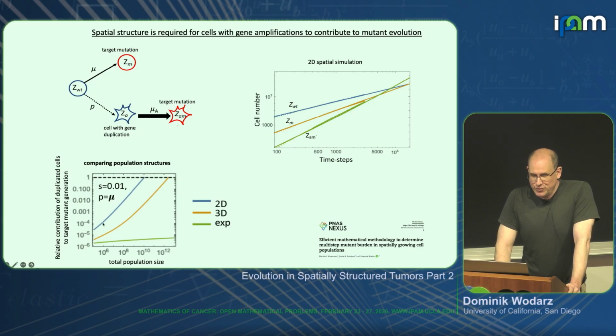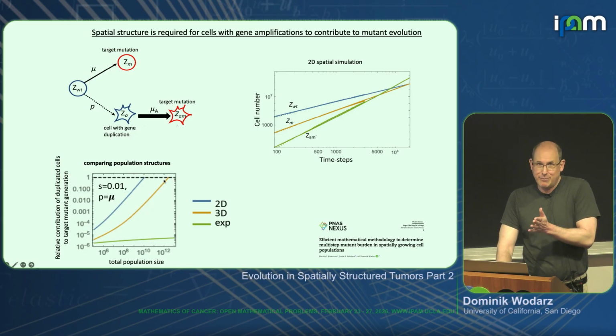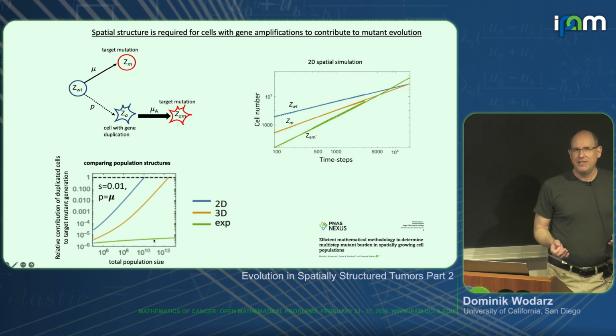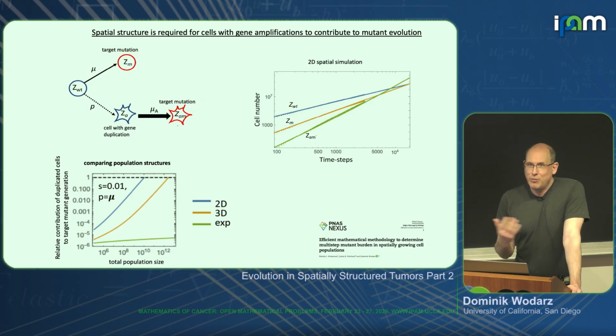You can see that for a 2D growing cell population, the amplification pathway becomes important quite quickly. For a 3D spatial model, it still reaches it within reasonable populations. This is 10 to the 12, but it's a bigger population than you get. If you have an exponentially growing cell population, the amplification pathway will never be important. And so this is a nice demonstration that shows how space can really be important in determining what is a driver of evolution and what is not.